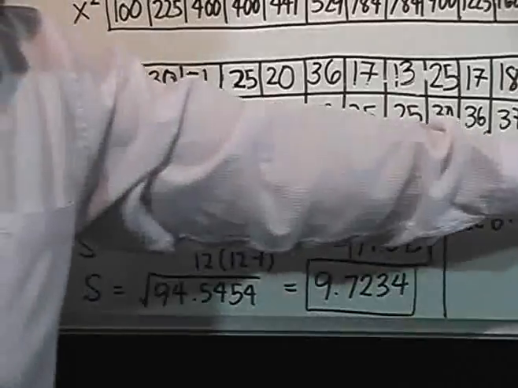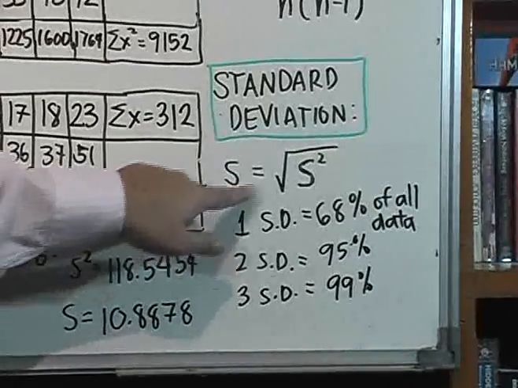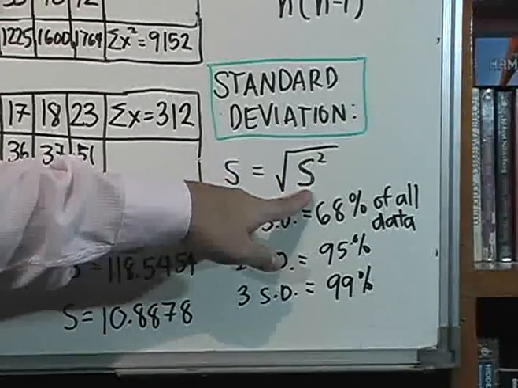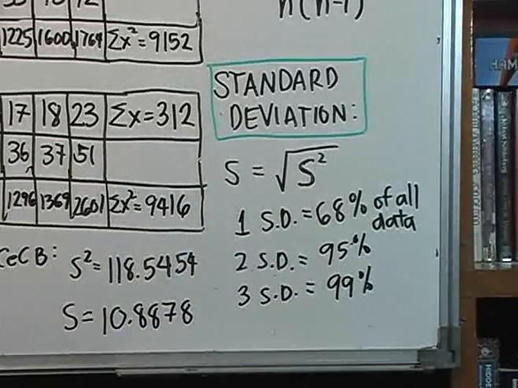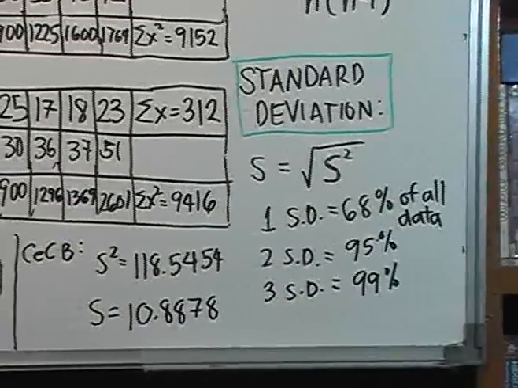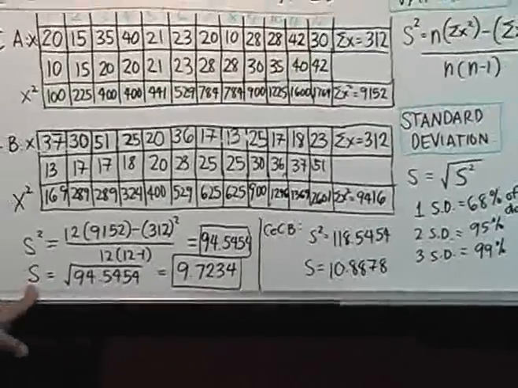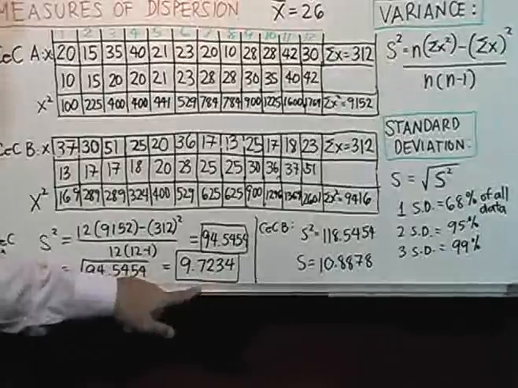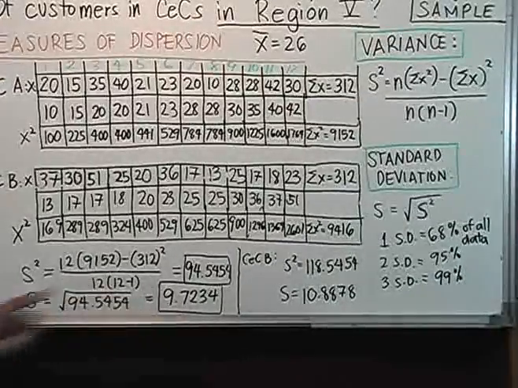Once you get the variance, it's very easy to get your standard deviation from any scientific calculator. The standard deviation, or S, is simply the square root of your variance. So you just get the square root of the variance to get the standard deviation. For CECA, the standard deviation is 9.7234.